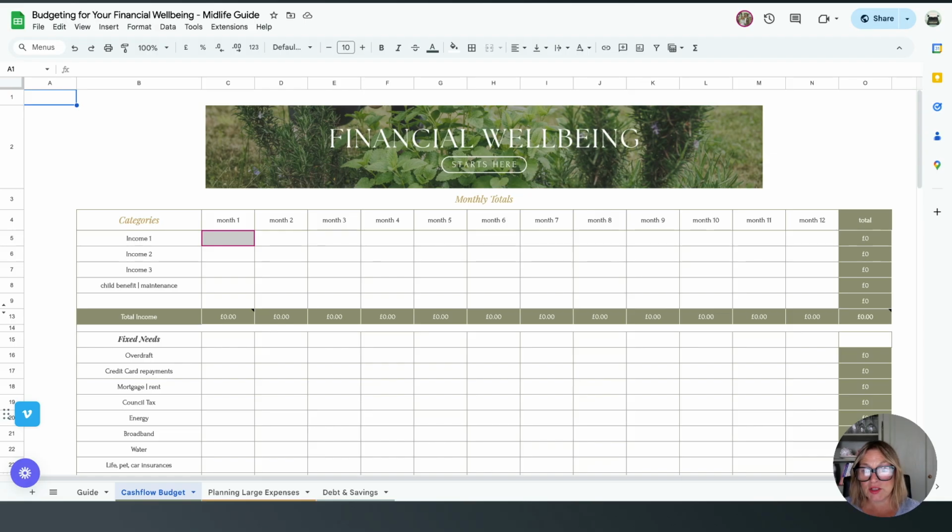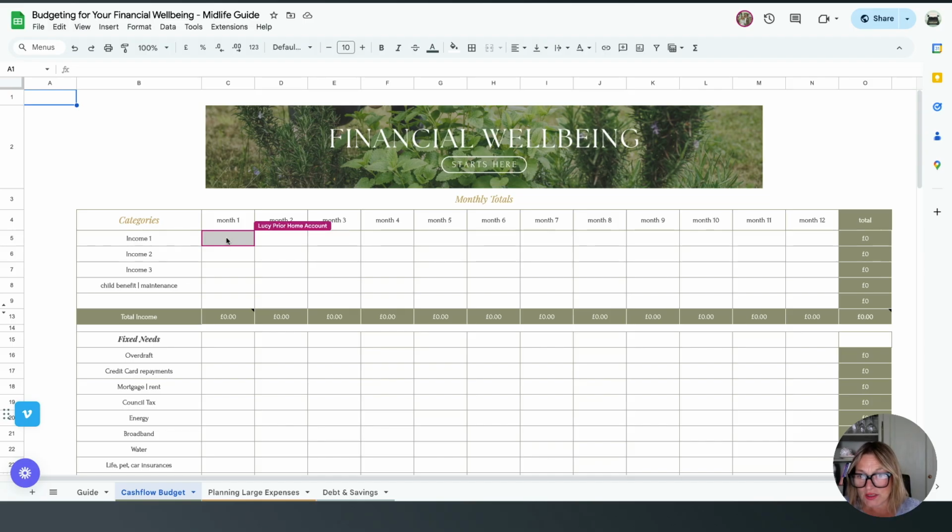So the categories you'll see down on the left-hand side here, you've got your income. Now, this is really important. This may sound really stupid, but this is really important to get this part right, because if you don't get this part right, the rest isn't going to follow properly for you.